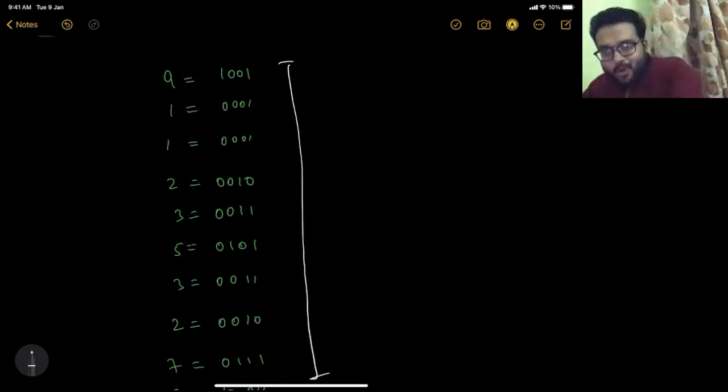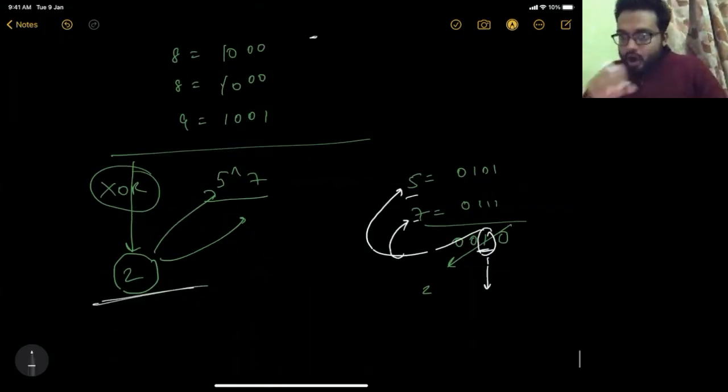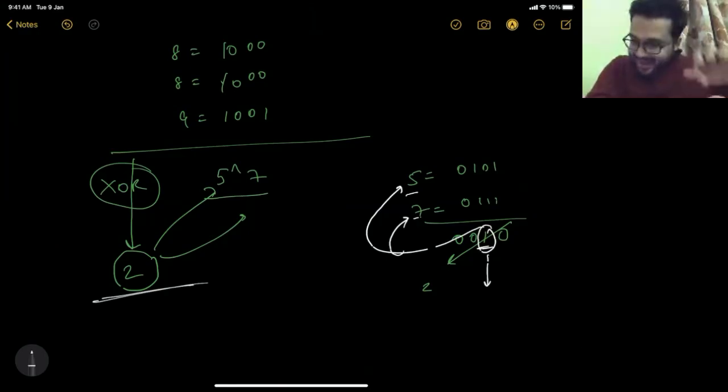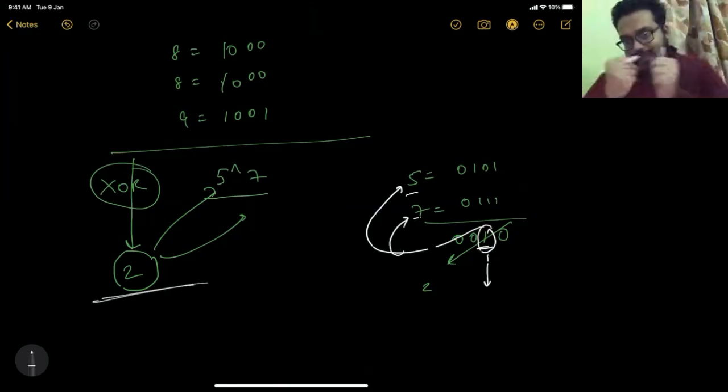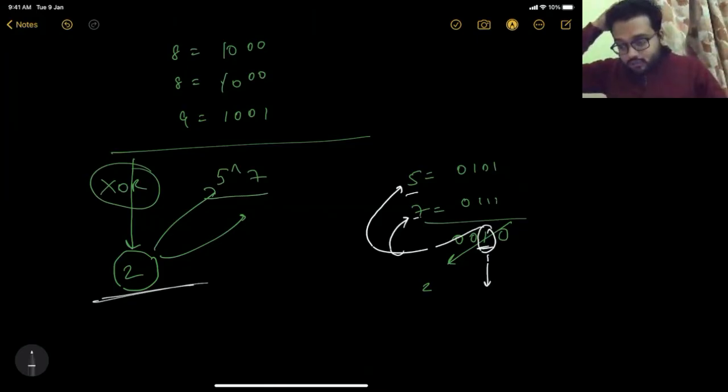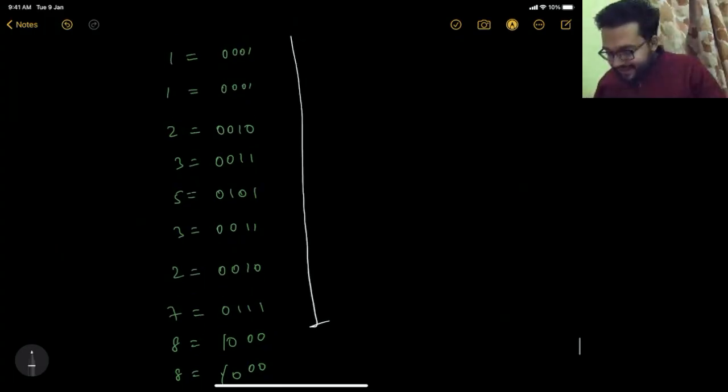So what will I do? I will divide my input into set A and set B. In this, the bit is 0. Let me move this to set A. In this, the bit is 0. Let me move that to set A. In this, the second last bit is 0. Let me move that to set A. In this, the second last bit is 1. I will move that to set B. Is everybody with me?